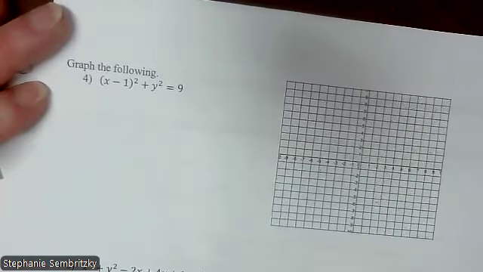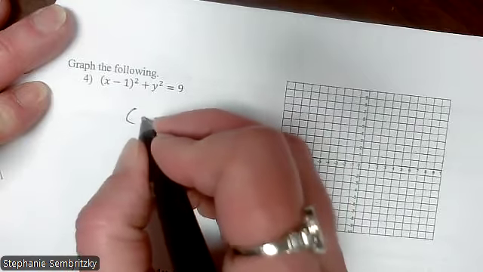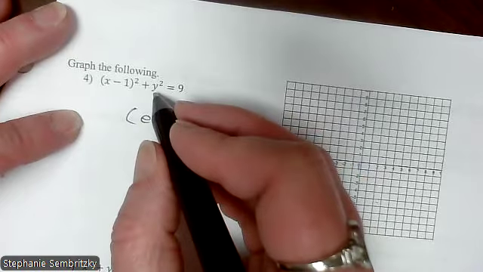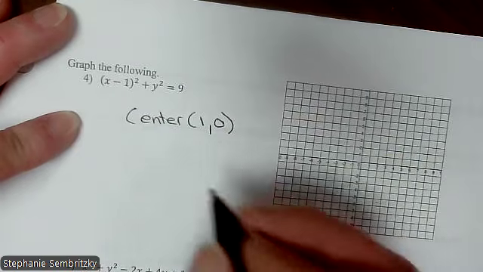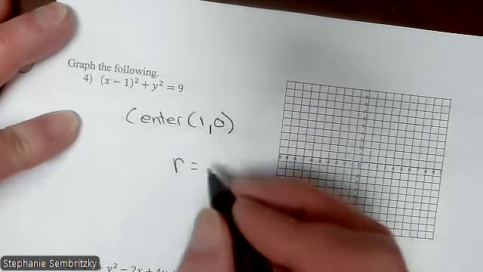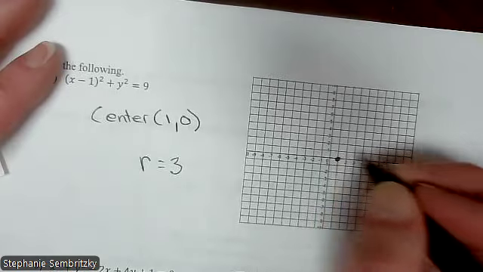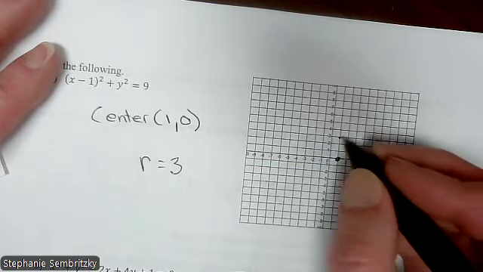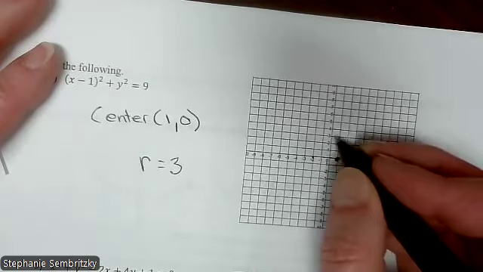Let's try a couple more, and hopefully I don't make mistakes. X minus h. So the h is a 1. So my center is at 1 comma. Now, there's nothing being subtracted from y. So my center is at 1, 0. The radius would be 3. So if you're graphing it, you would find your center and then count out 3 spaces each way, because that's our radius. 1, 2, 3, and connect the dots.